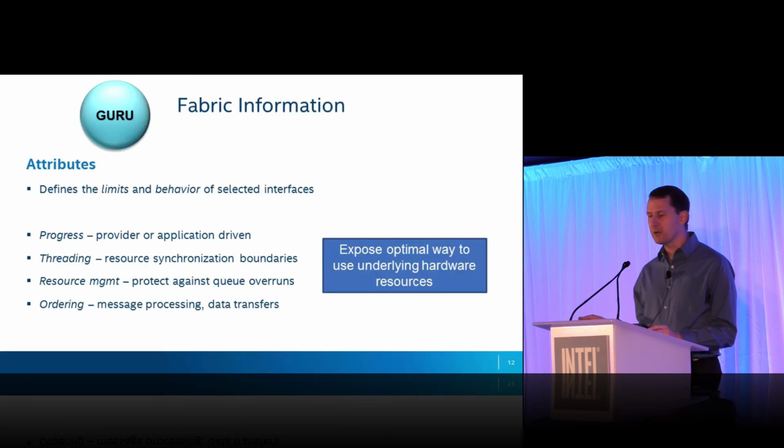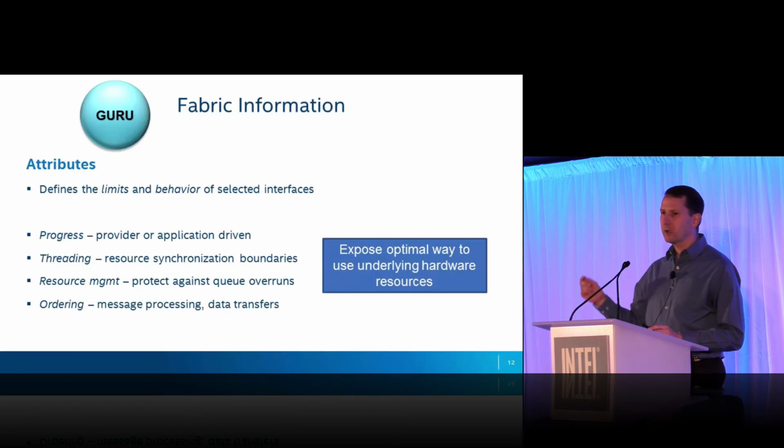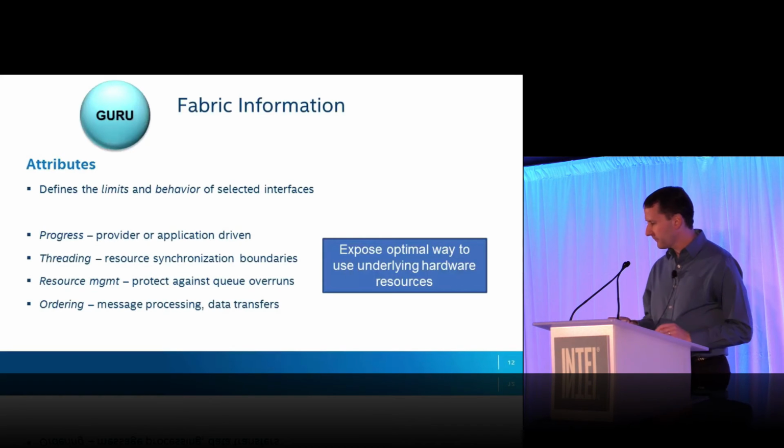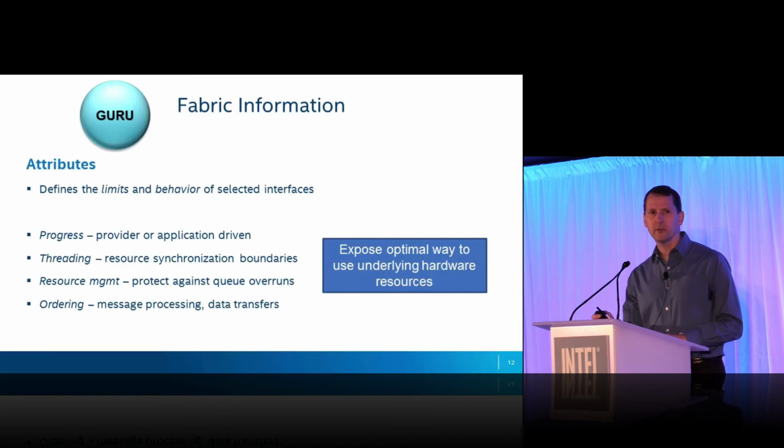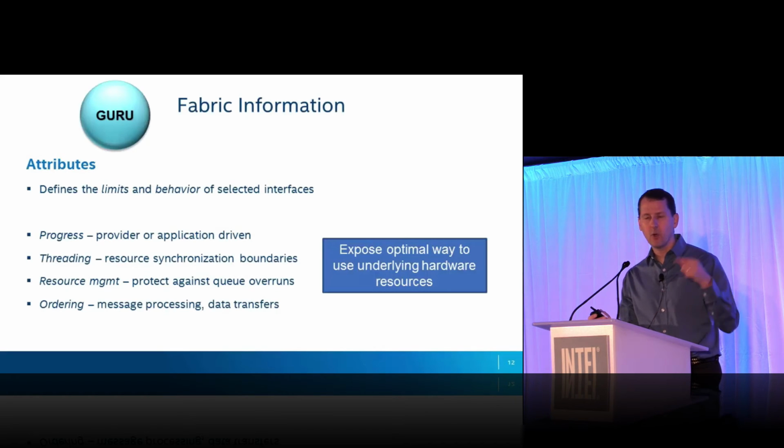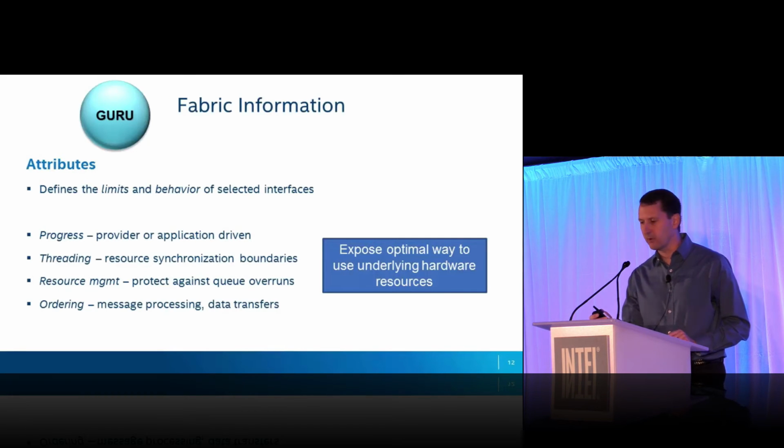Am I forcing the provider to use a thread to do this? Or am I letting the application know, hey, if you want me to be able to provide reliability, you need to call back into me at some point in time? So that's one of the things you want to expose through these attributes: a progress mode that says if you're always going to be calling me, I don't need to allocate a thread. I'll just use the application thread to ensure that I'm making forward progress.